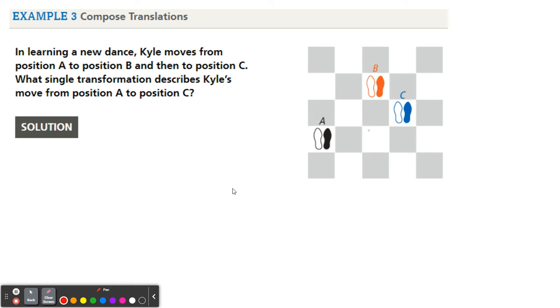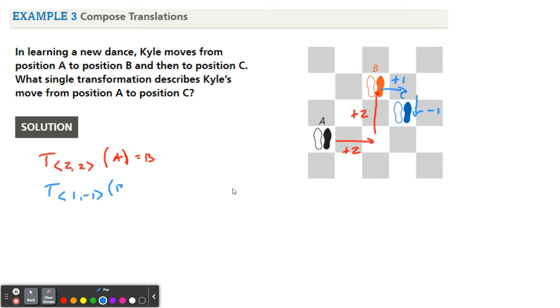So how do we get from A to B? Well, it looks like we have to go to the right 2 and up 2. So our first translation would be to the right 2 and up 2, and that would transform A to B. Now, what about the second translation? Well, to get from B to C, we have to go right 1 and down 1. So our translation here would be right 1, down 1, and that would get B to C.